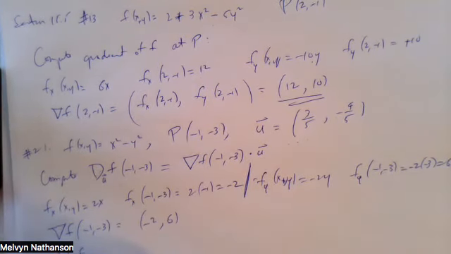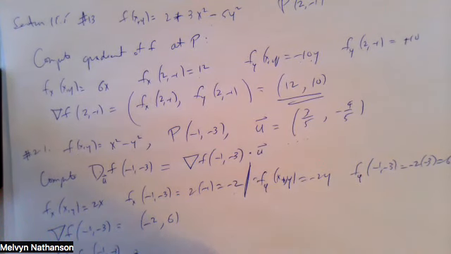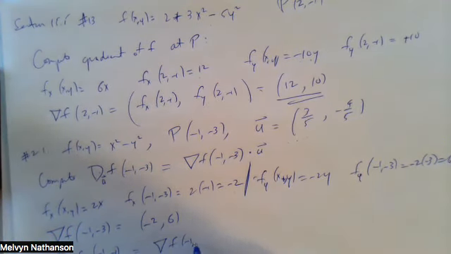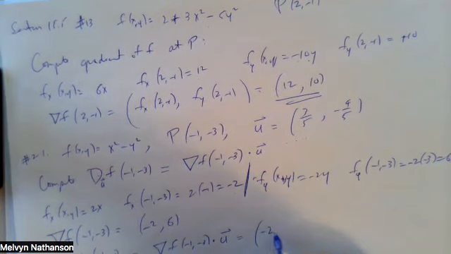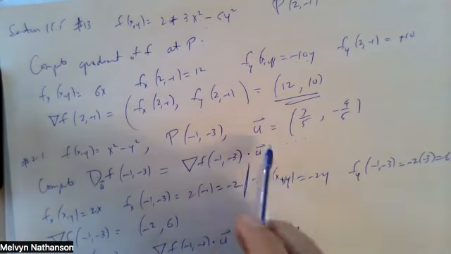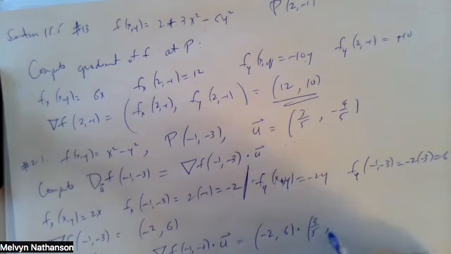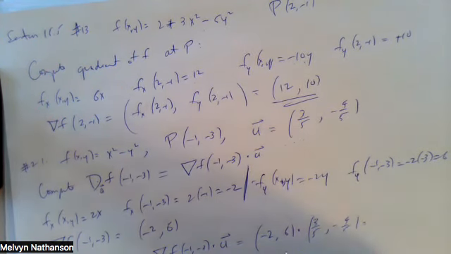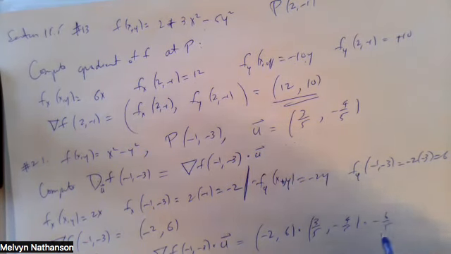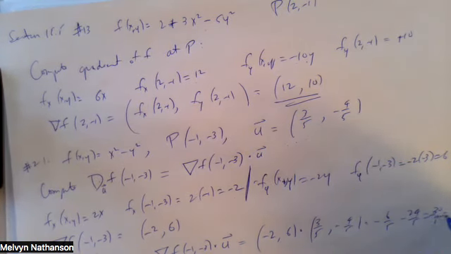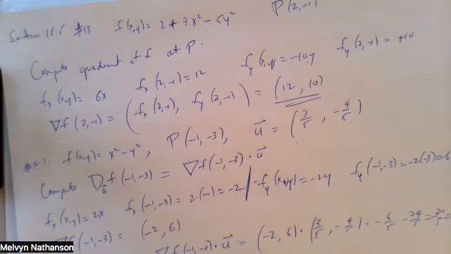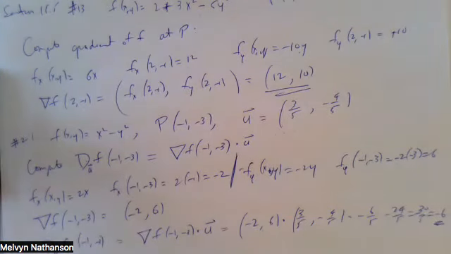So the directional derivative of f with respect to u at (minus 1, minus 3) is the gradient of f at (minus 1, minus 3) dot product with u. The gradient we just computed is (minus 2, 6). The vector u is (3/5, minus 4/5). So when you take the dot product, you get minus 6/5 minus 24/5, which is minus 30 over 5, which is minus 6. So if I did my arithmetic correctly, that's the directional derivative at this point.